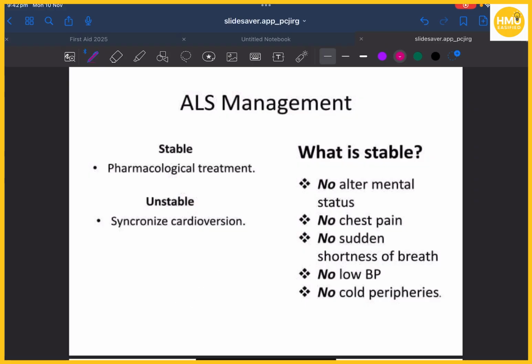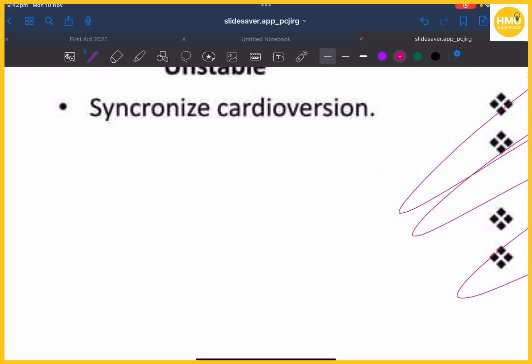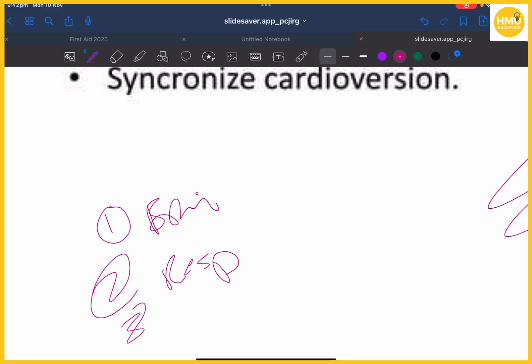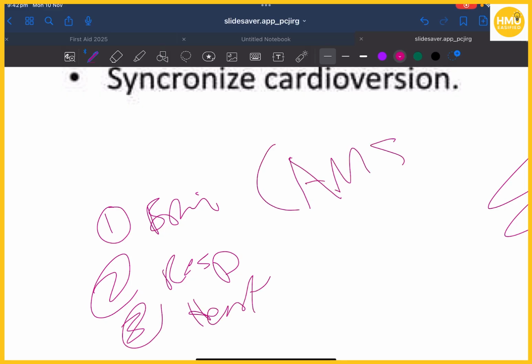The stability here, actually, I don't care about this one. It's the three main things I want you to remember. It's called brain, resp, heart. The brain is the patient's altered mental status. Is he with us? Is he conscious? Is he oriented?